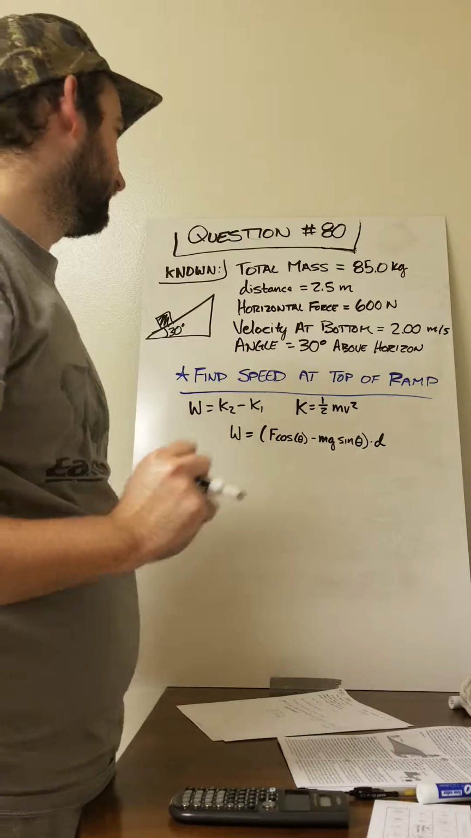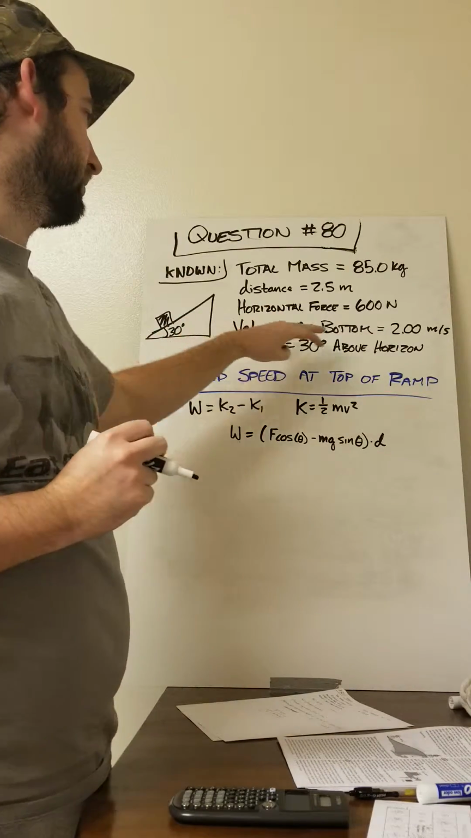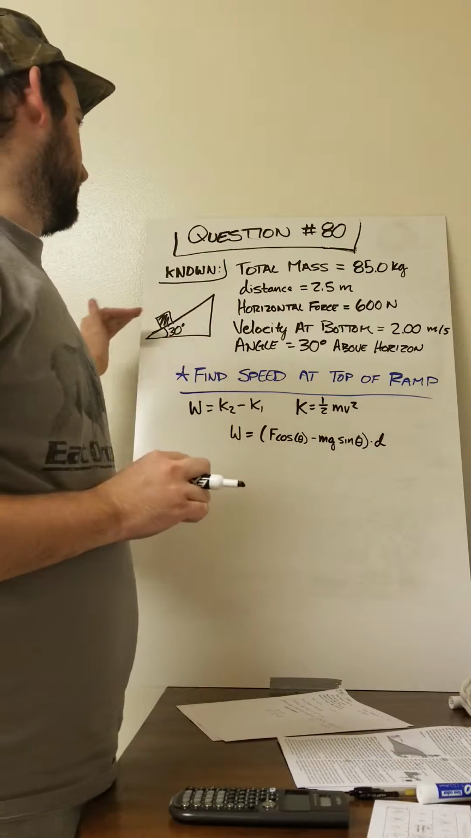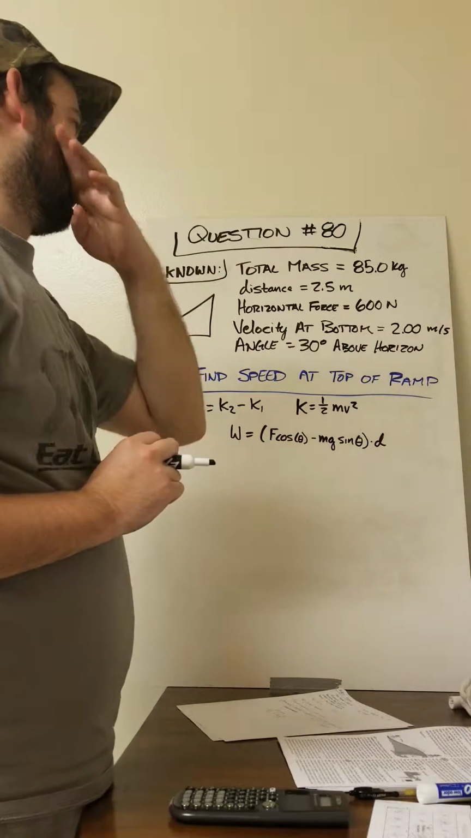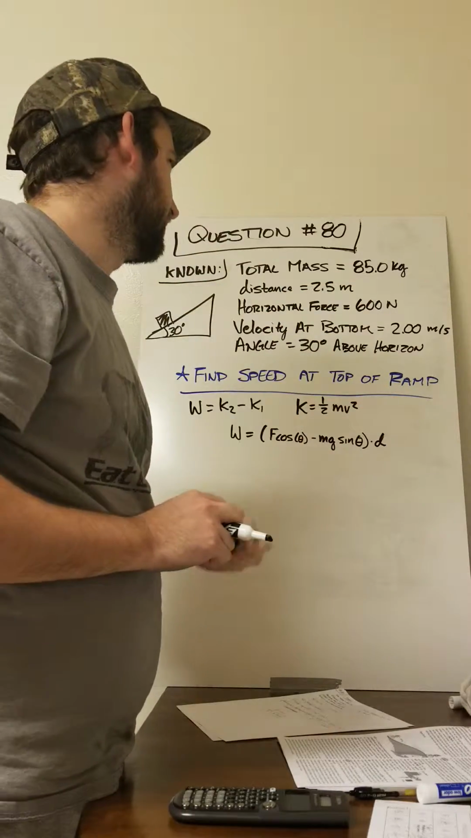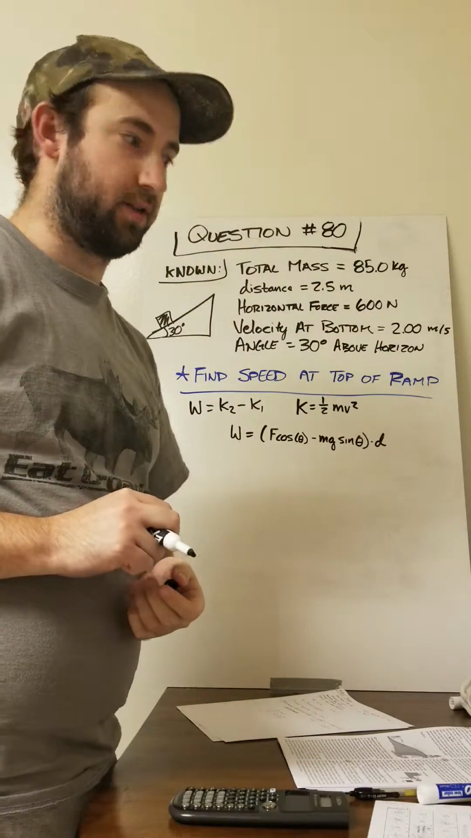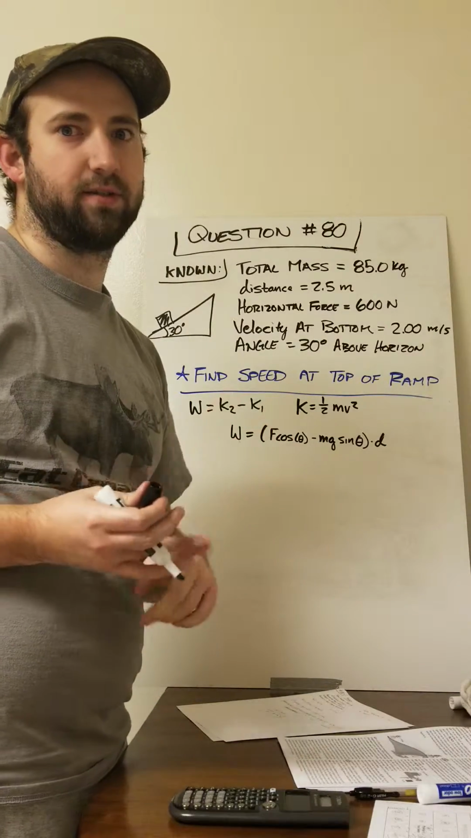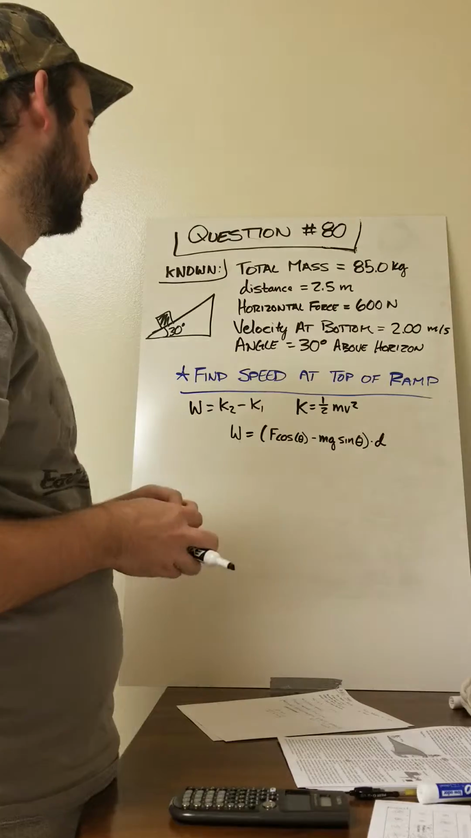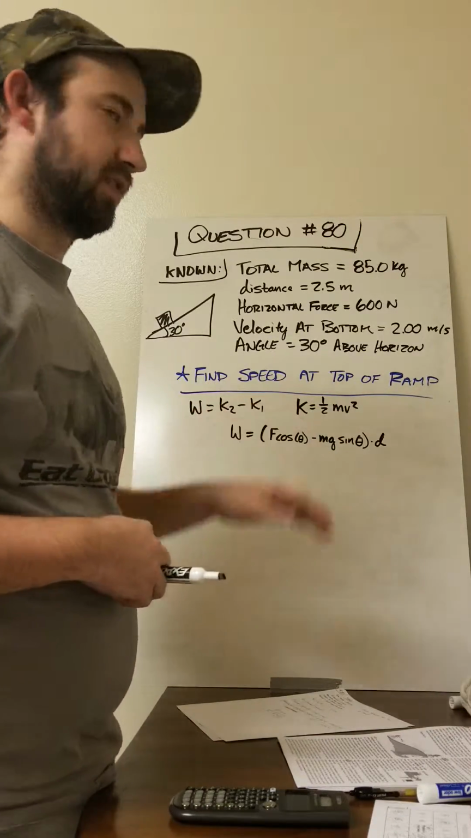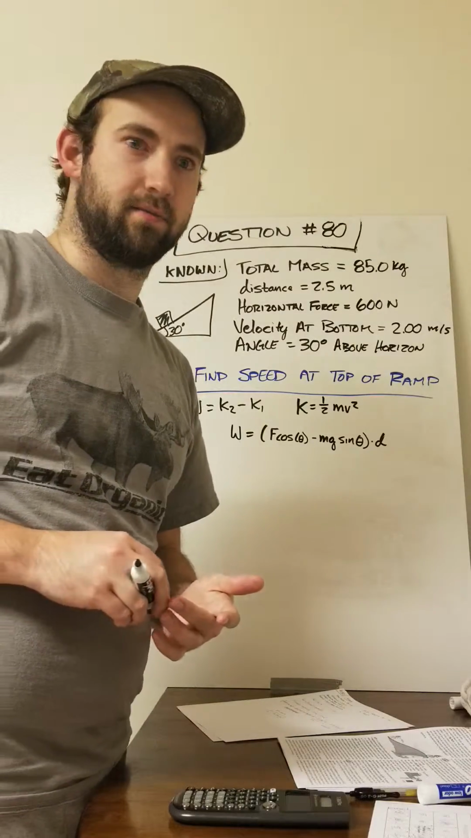on a chair, and we know the velocity at the bottom, which is the initial velocity since they're going up, is 2 meters per second. The distance that they're covering is 2.5 meters, total mass 85 kilograms. And that total mass is just the mass of the teacher and the chair that she's sitting on. They want to know the speed at the top of the ramp using the work energy theorem.